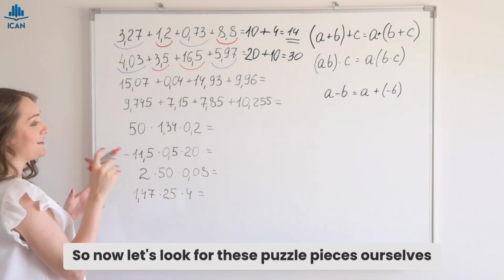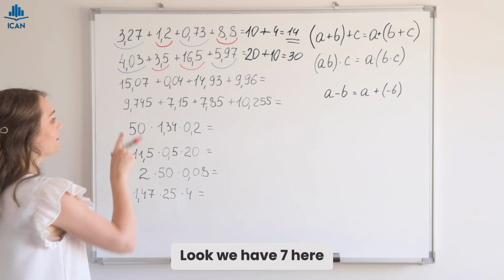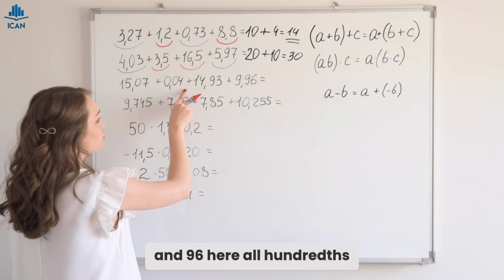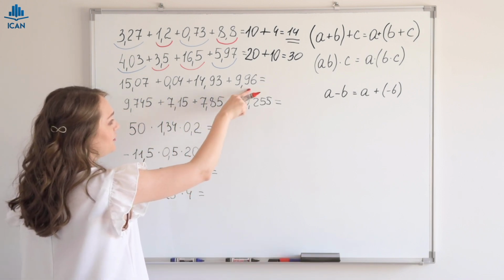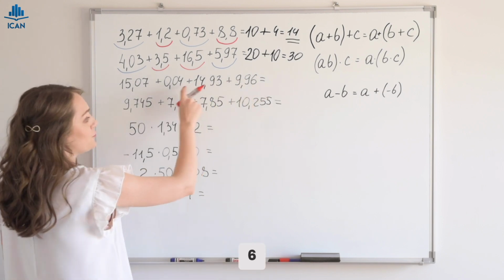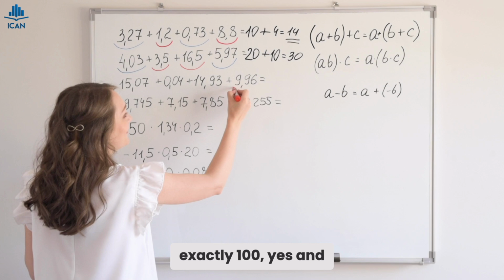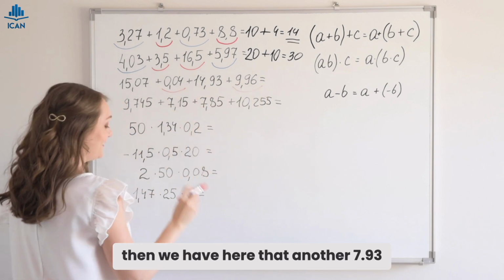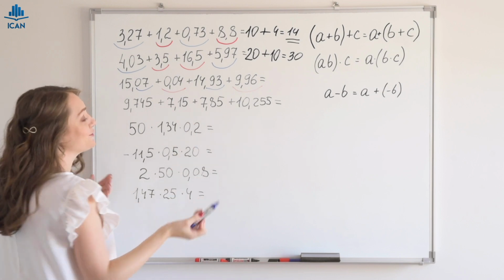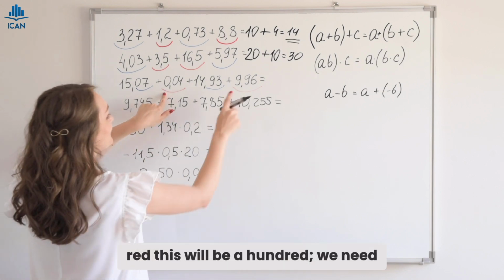So now let's look for these puzzle pieces ourselves. Look, we have 7 here, 4 here, 93 here, and 96 here. All hundreds, right? 6 plus 4. Look, 100 will be exactly 100, yes. And then we have here that another 7.93 will also be 100. Everything is so simple. That is, red with red, this will be 100.